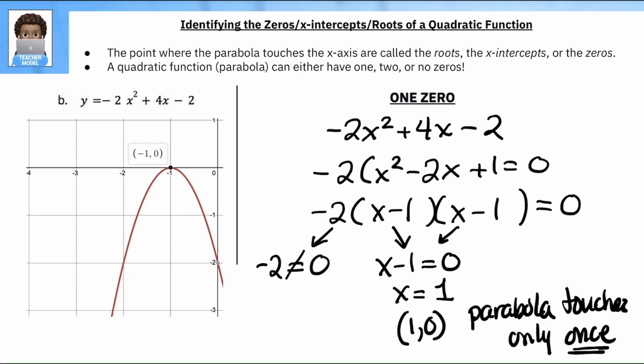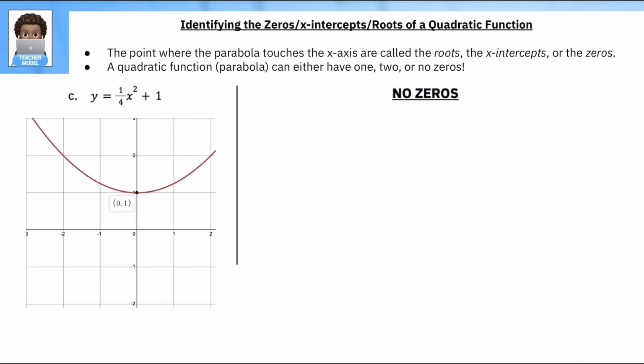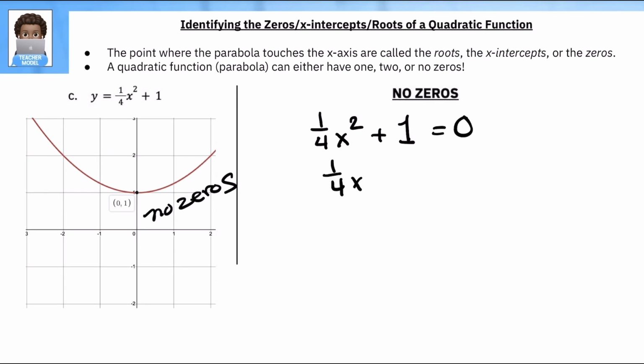And now let's look at, well, what if it doesn't touch at all? And that could happen, right? Our parabola could be above or below the line and never touch. So I have no zeros at all. So what does that look like algebraically? Here I have 1/4 x squared plus 1 is equal to 0. Let's move that over. 1/4 x squared is equal to negative 1. I'm going to multiply both sides by 4.